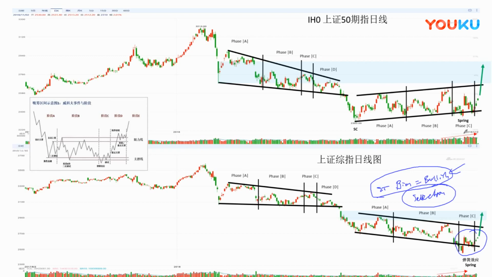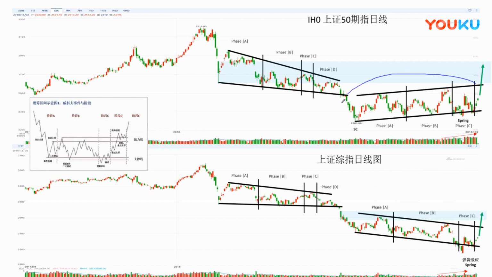So we are looking for the assets that are going to be stronger, and how would we be looking for those? Well, we want to find some structures that are going to look different. So when we look at the overall structure here, we're seeing higher highs, higher lows throughout. And here on the broad general market index, we're seeing lower highs and lower lows. So this is definitely a much stronger structure for the top 50.